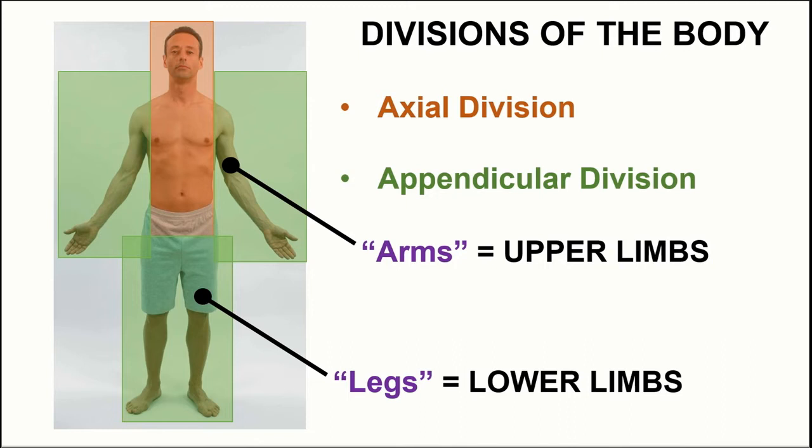If we look at the major divisions of the body, we see that there are two primary divisions. We have the axial division here in orange, which includes the head, thoracic region, and the abdominal region, and the appendicular division, which includes the upper limbs and the lower limbs.